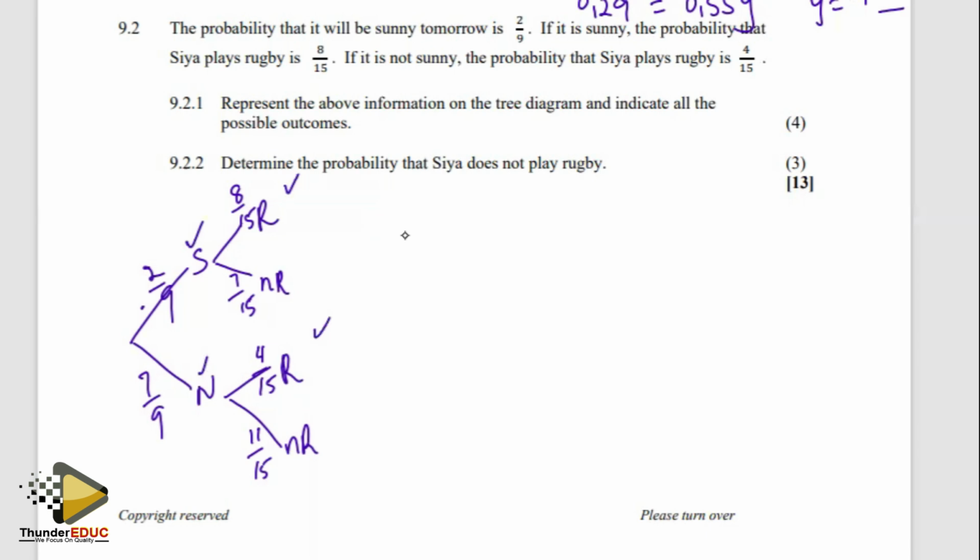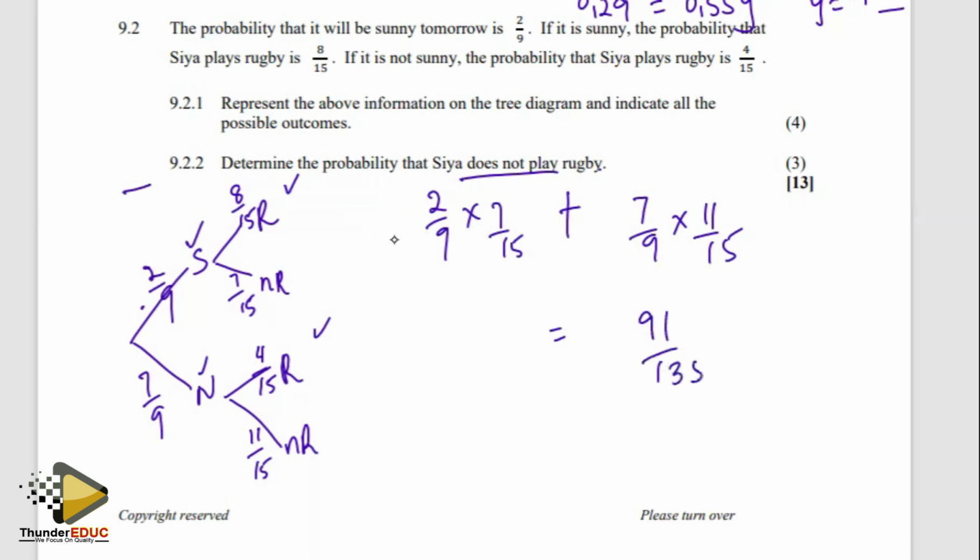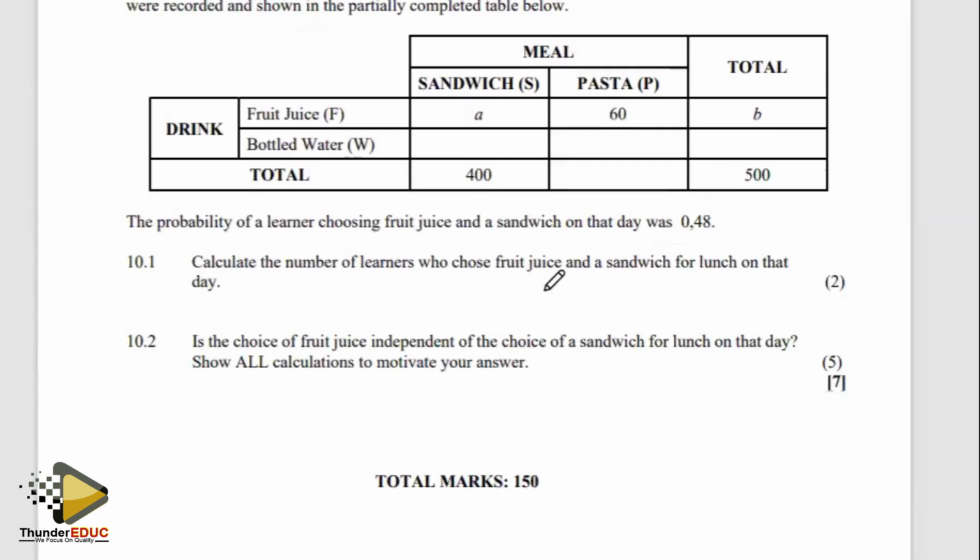Okay, 9.2.2, they want us to find the probability that this person does not play rugby. So you cannot play rugby when it is sunny, but then you can also not play rugby when it's not sunny. So I'll get 2/9 times 7/15 plus 7/9 times 11/15. When I simplify this, I'll get 91/135 as my result.